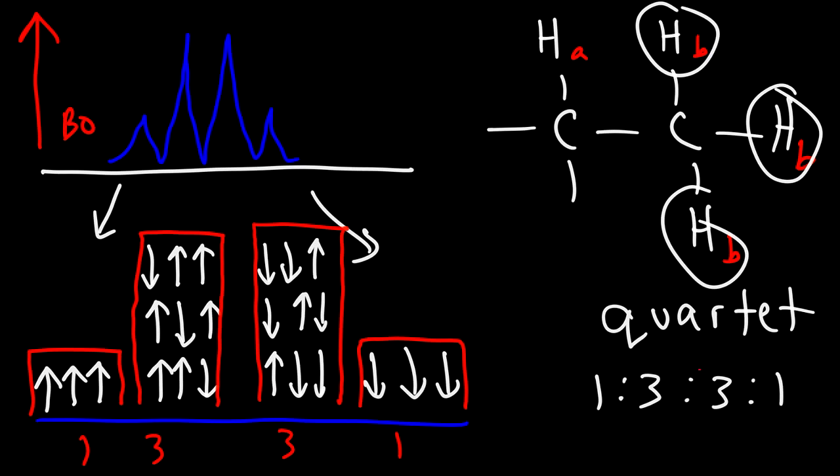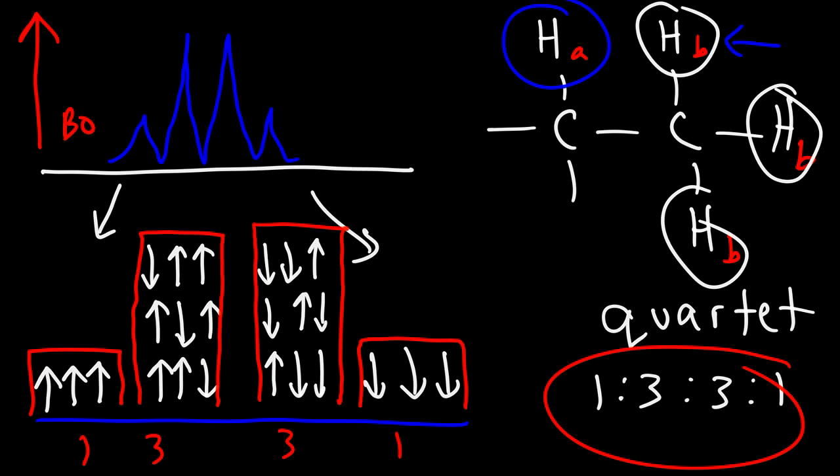And so now you know why we get the intensities that we see in the NMR spectrum. And this is the basic idea behind spin-spin splitting. It has to do with the way that the adjacent protons align with the external magnetic field, thus affecting the proton that we're analyzing.